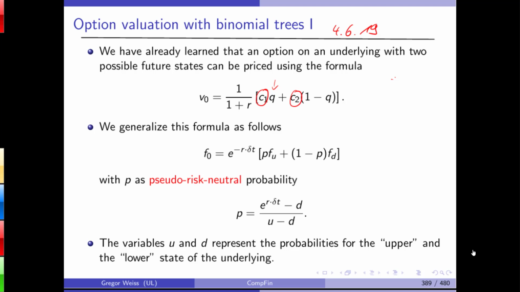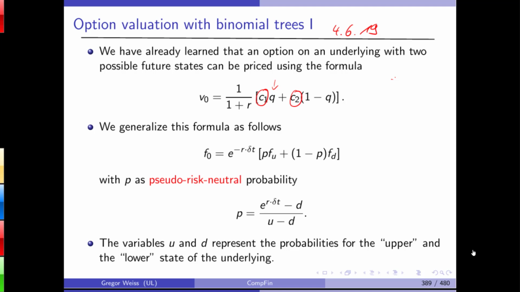So if C1 and C2 are the random future cash flows, and Q and 1 minus Q are the corresponding risk-neutral probabilities, then using a discrete discount rate, 1 over 1 plus R, V0, the price of any asset, should be the average, the expected future cash flow discounted using R.